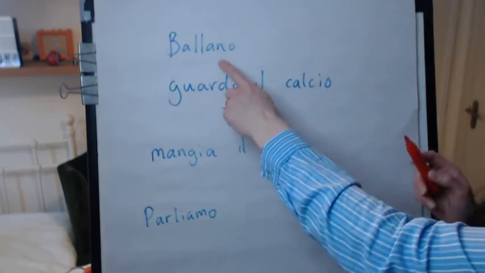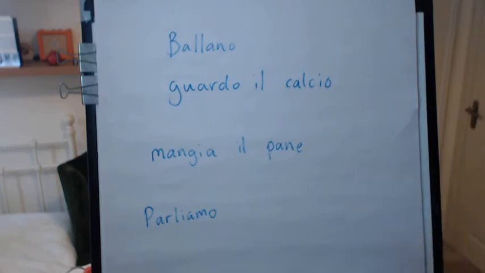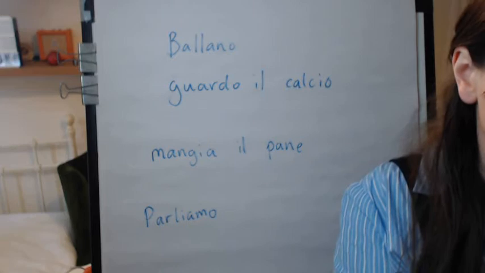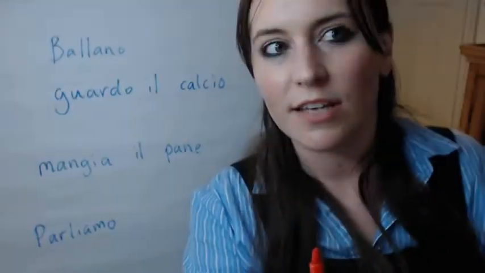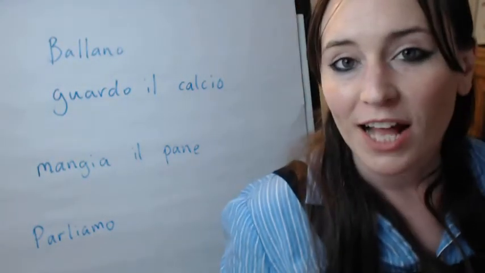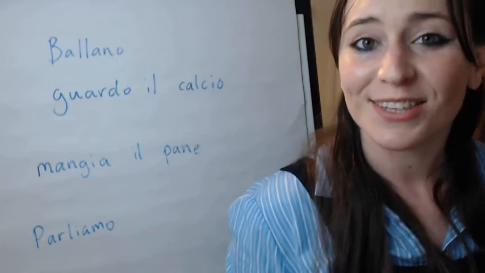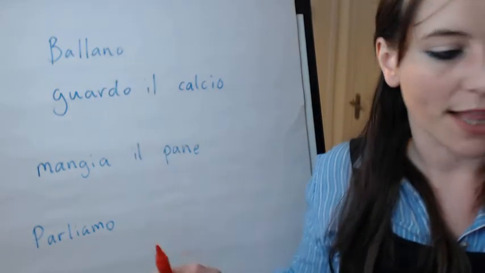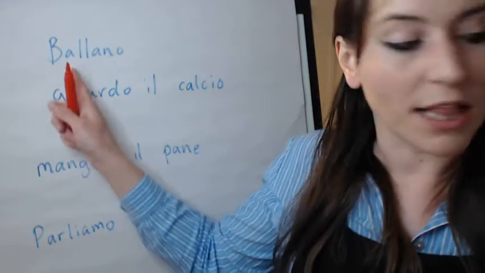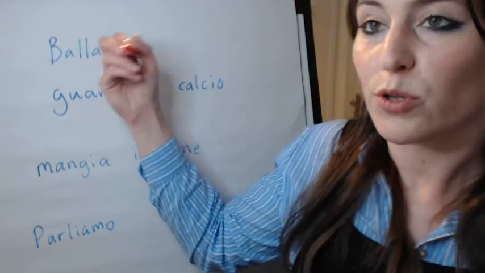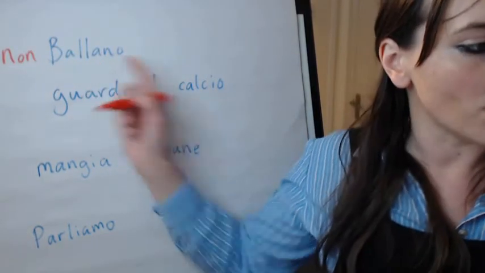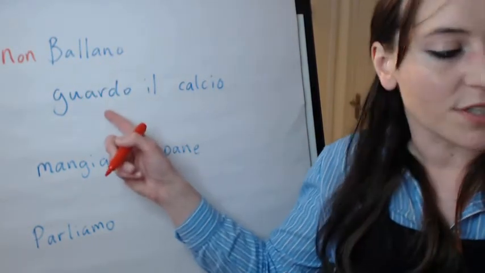Ballano. The reason I've written that is because I think it was mentioned in one of my previous videos. Quando il gatto non c'è, i topi ballano. When the cat's away, the mice will play or dance, because that's from ballare. They are dancing, ballano. You can make it negative by putting non in front of it. Non ballano.